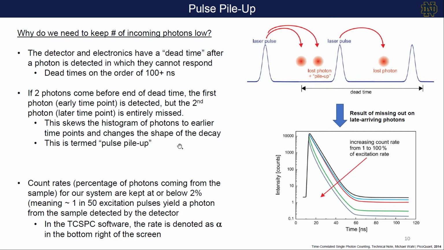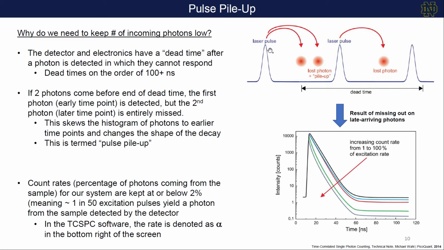Essentially what happens is the detector and its electronics have what's called a dead time. After we recognize a photon is there, it takes time for the system to digest that information, and for us to be able to count another photon afterwards. The dead time is typically on the order of 100, or typically even higher, nanoseconds. That's, again, very system dependent. But in essence, this is a schematic of what's going on.